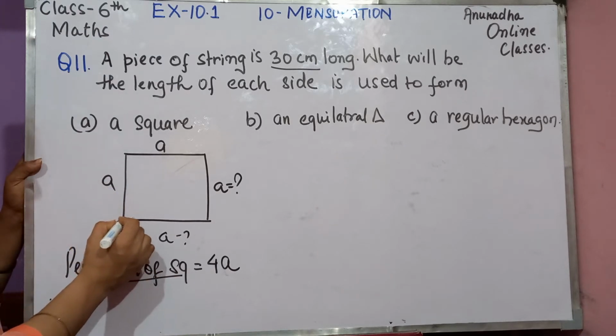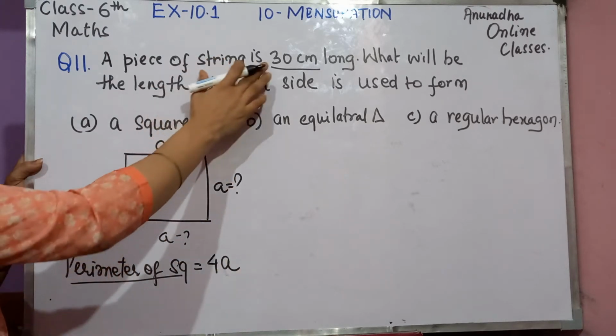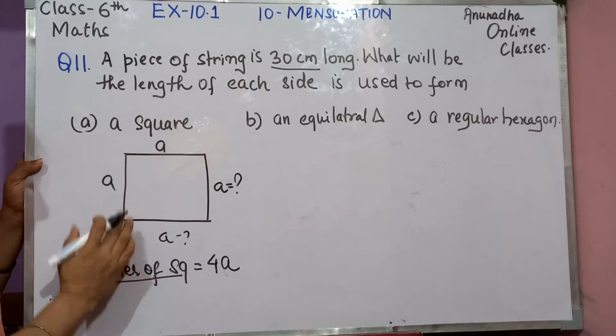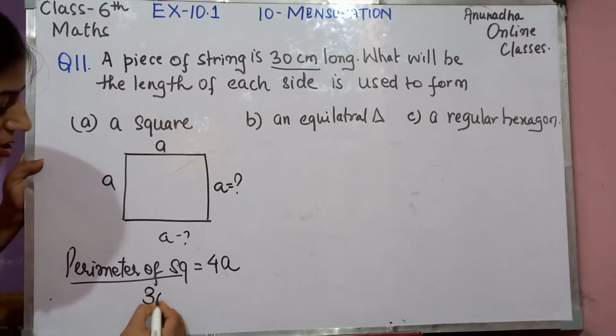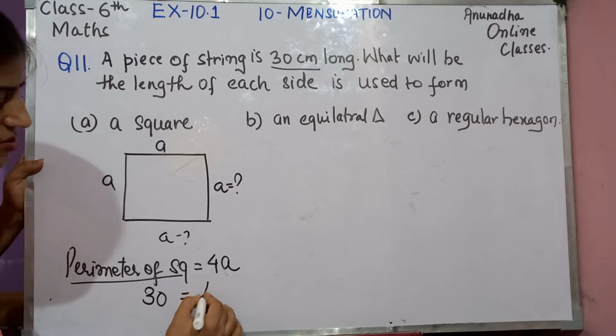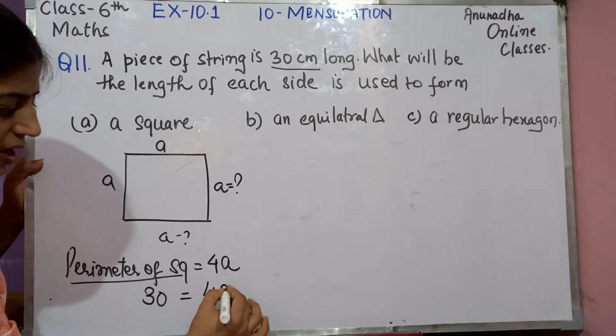String तो एक ही है, string की length तो same होगी. इसी string को हमने square shape का बनाया. That means perimeter is what? 30. And this is 4 into side या 4a लिख लेते हैं.